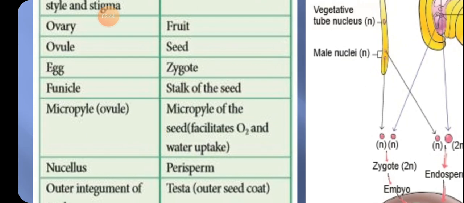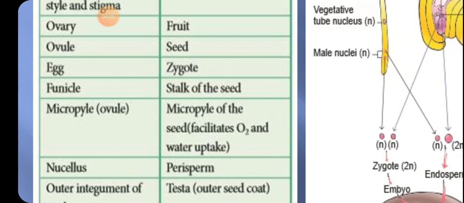Then the next one, the egg. When the two gametes fuse, the egg is formed. That egg is converted into a zygote. The zygote is the first cell of the next generation. Then the next one, the funicle. The funicle is a stalk-like structure, the stalk of a seed.